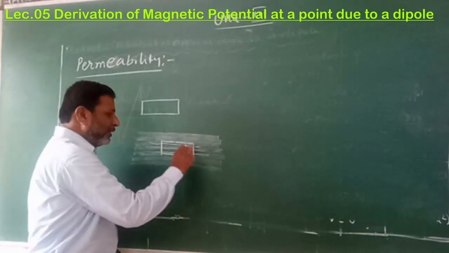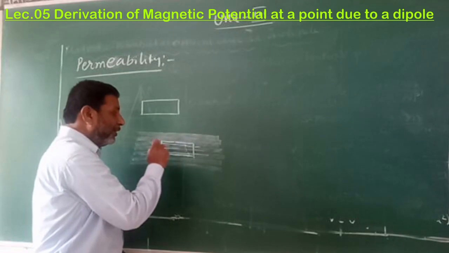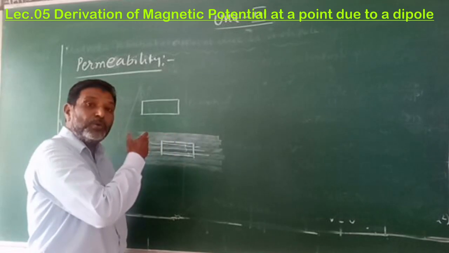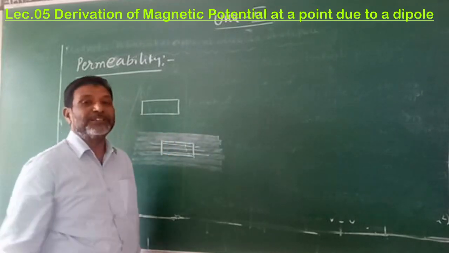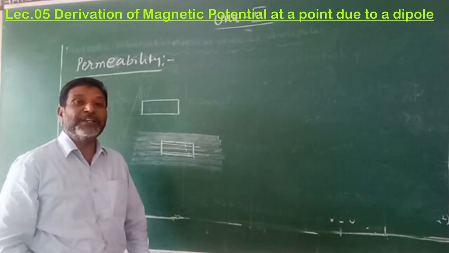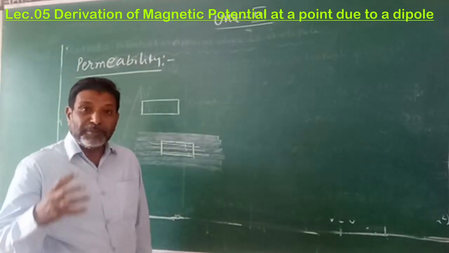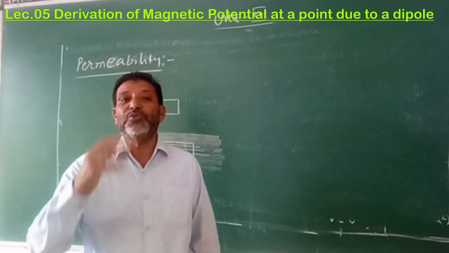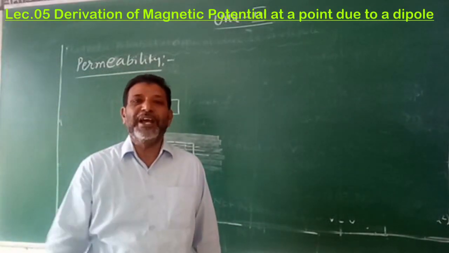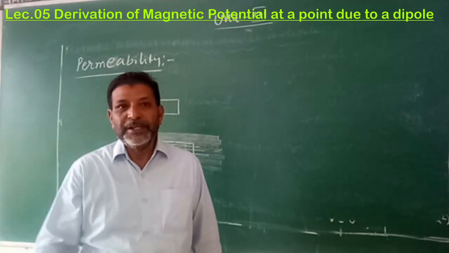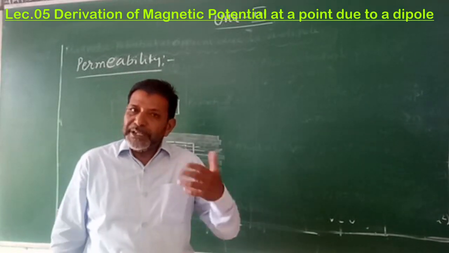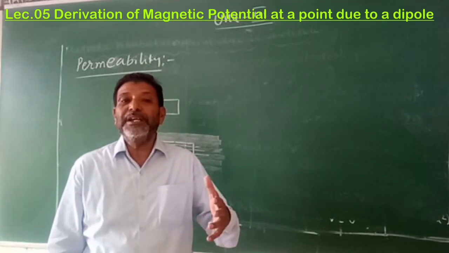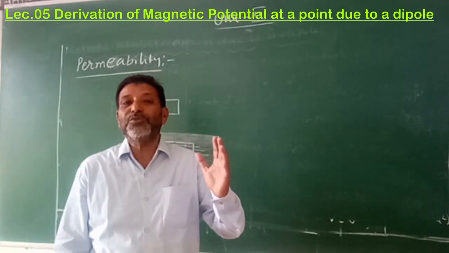Now, when this material is placed in a magnetic field, it allows the magnetic lines of force to pass. The ability of the material to pass the magnetic lines of force is known as permeability. That means different materials have different ability in allowing the magnetic lines of force through them.